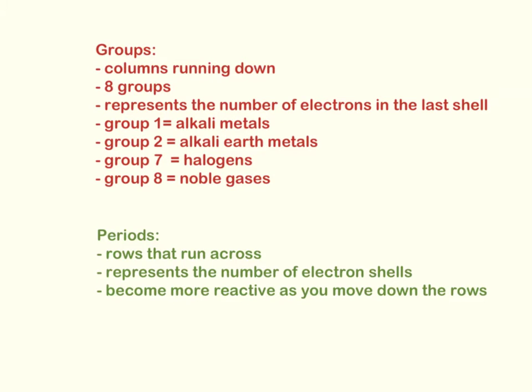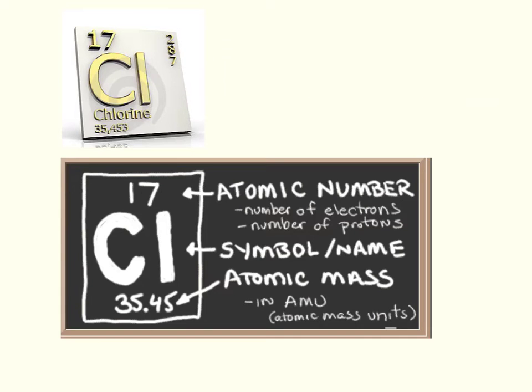Okay, so before we go on, here's just a quick summary. Groups: columns running down, there are 8 groups, representing the number of electrons in the last shell. Group 1 is alkali metals, group 2 alkaline earth, group 7 halogens, group 8 noble gases. Our periods, rows that run across, represent the number of electron shells. And I didn't say this before, but the further down you go for your rows, the more reactive those elements become.